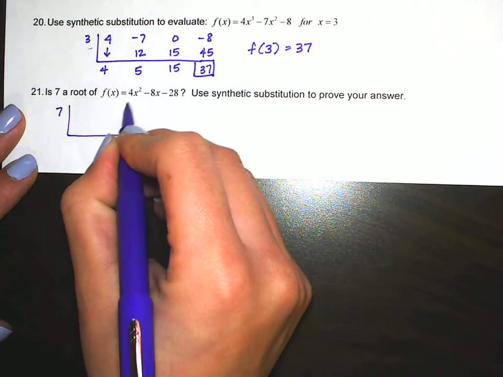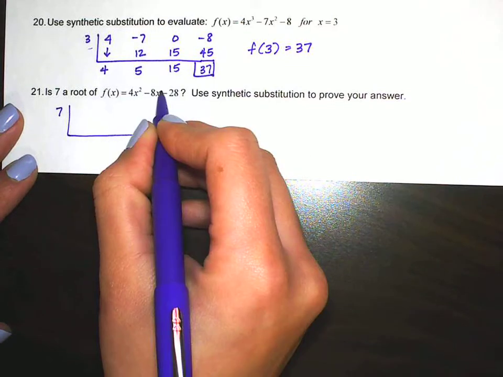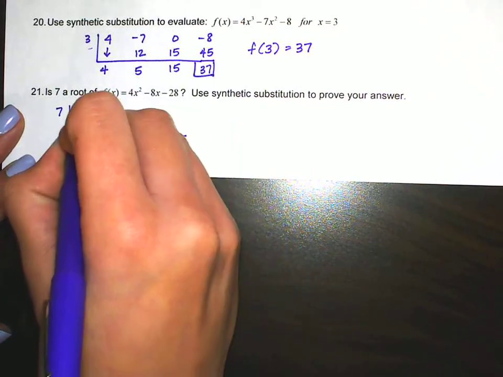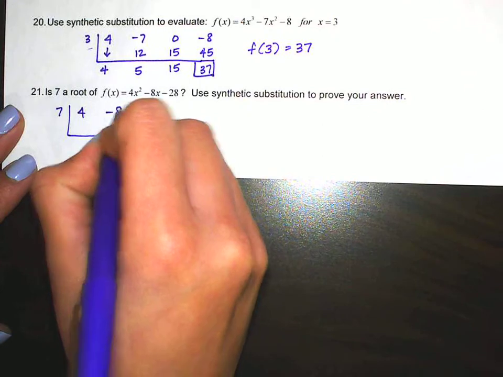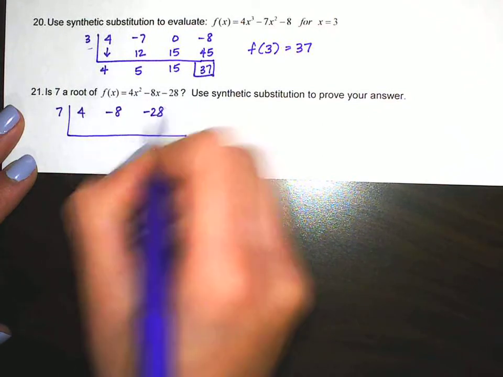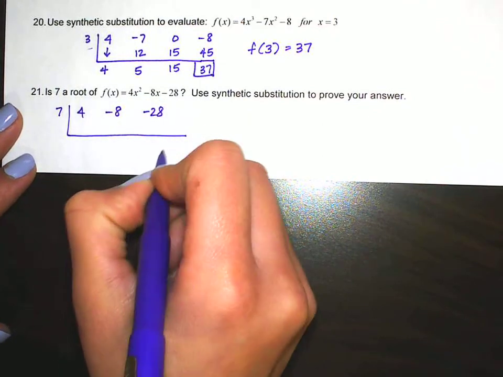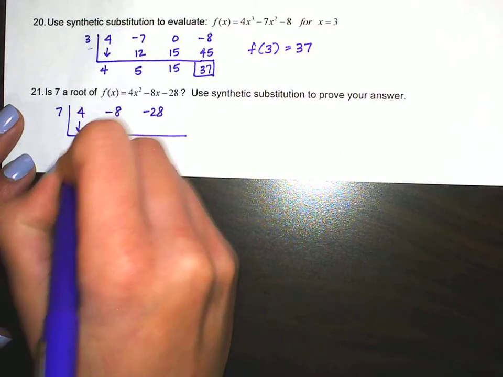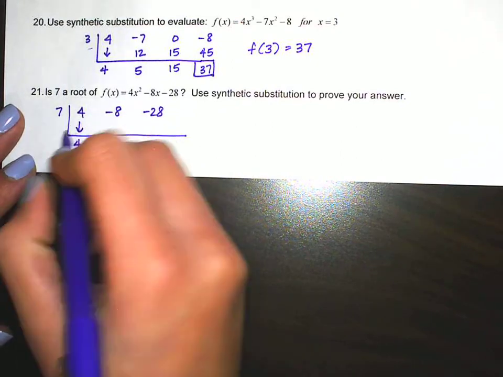If I look here, it's x squared, x, constant. I don't have anything missing. So 4, -8, -28. If it's a root, I should get a 0 at the end right here. So let me go ahead and run through this synthetic substitution.